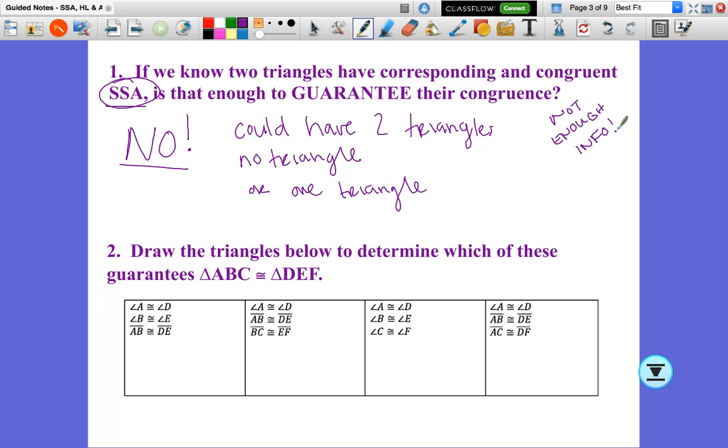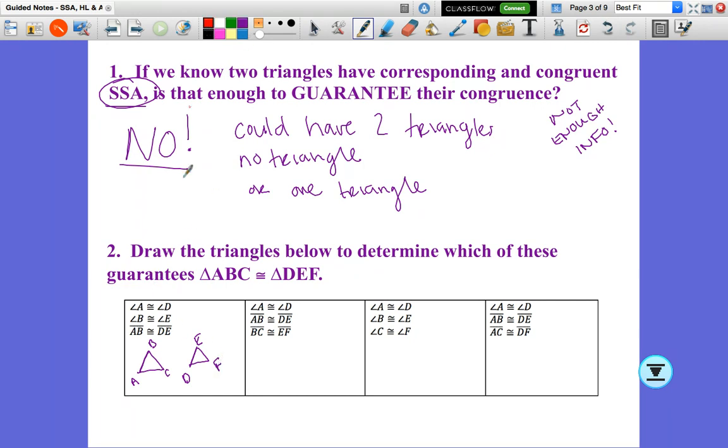Right, so let's look at some of these examples that were given here. Draw the triangles below to determine which of these guarantees that the triangles are congruent. So I'm just going to sketch some triangles. I'll call this, not drawn to scale, ABC. And I'll call this, why would I call it ABC? That would be ridiculous. The other one is DEF.